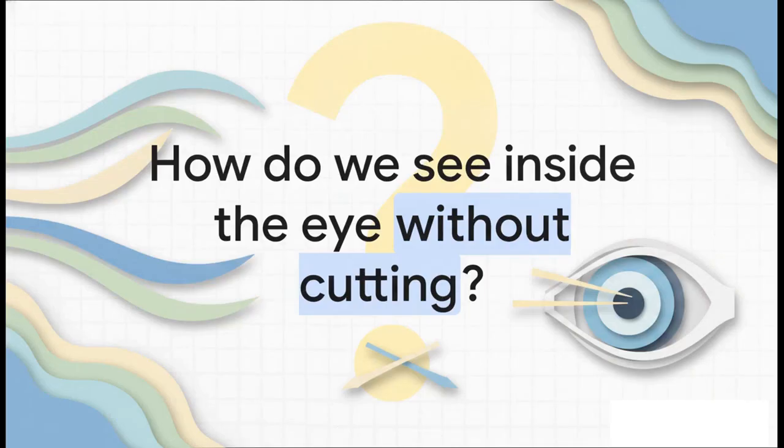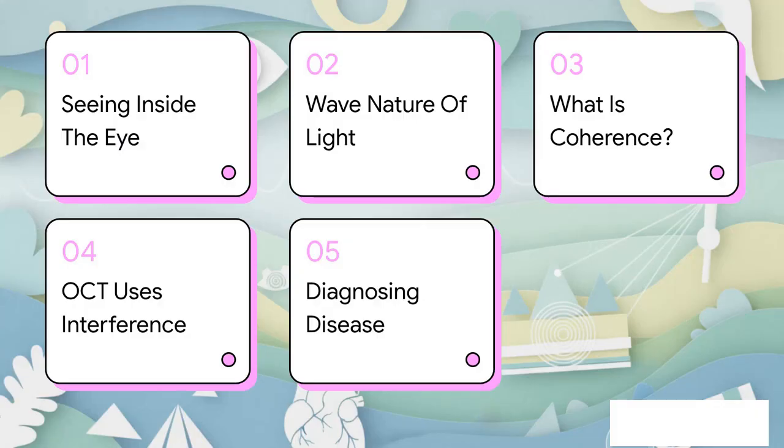So just think about this for a second. How on earth do we see micrometers deep into a living, functioning eye without making a single cut? I mean, it sounds completely like science fiction, doesn't it? But it's actually a real-world medical superpower. Ophthalmologists use it all the time. And today we are unpacking exactly how manipulating the very nature of light makes this seemingly impossible task a total reality.